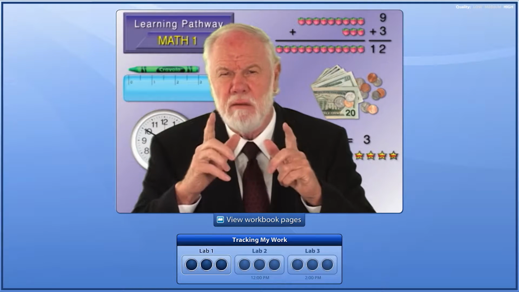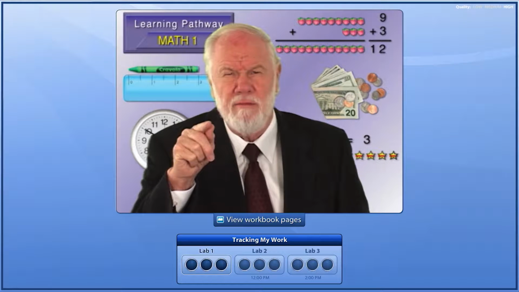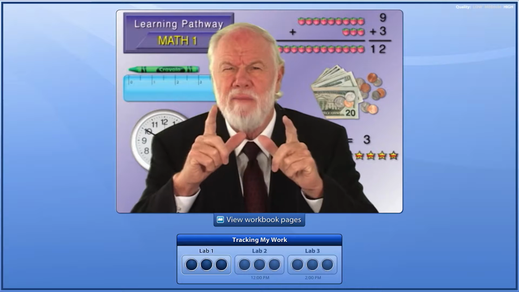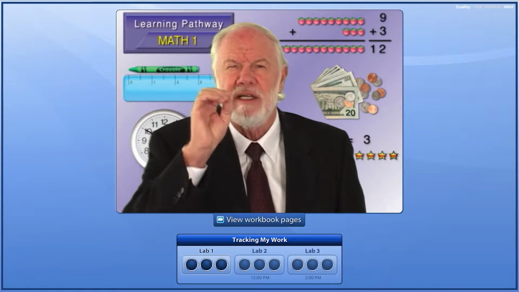Addition is a skill that's used every day in life, and a lot of what you're going to learn in terms of mathematics uses addition.